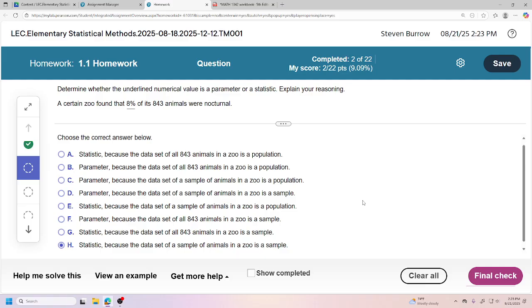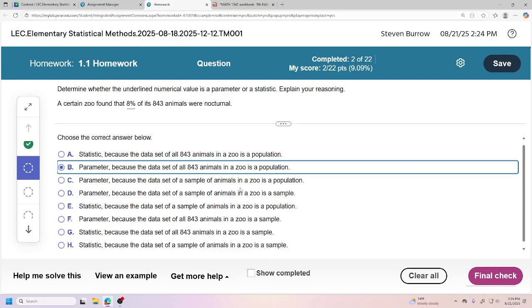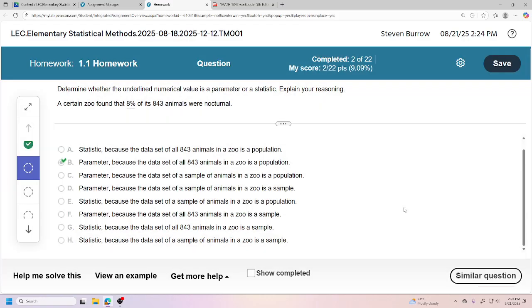A certain zoo found that 8% of its 843 animals were nocturnal. So when they're sampling the animals, did they only get some of the animals, or did they get all of the animals in the zoo? You see, of its, of all of the animals, it's like they're looking at all of them. All meaning population. Population parameter. Therefore, we're going to click the parameter one. So parameter, because it's all of these in the zoo, and there we go.